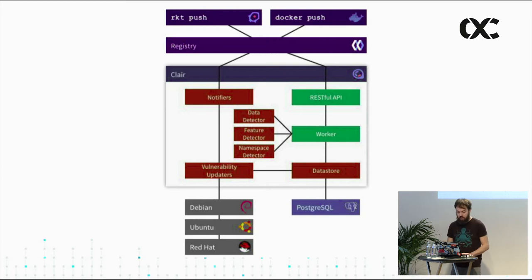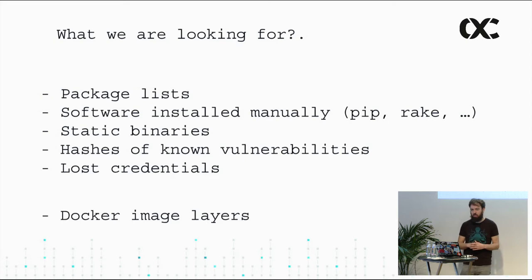Everything is stored in a PostgreSQL database, and you can have a few different tools to define how you interact with Clair. At the beginning, we are going to look at package lists. So imagine you do, I don't know, an RPM list or a Debian packages list, and then you check the version of the packages. That's not 100% accurate because that list can be temporary, or because you might be installing software out of packages in your Dockerfile if you are using pip, rake, or go get. You might have static binaries. So there are some other more advanced methods for looking for vulnerabilities. You can look for hashes of libraries or binaries that have known vulnerabilities. You can even look for lost credentials that went into the container images by accident. There are, as I said, multiple ways of looking at these vulnerabilities inside the containers.